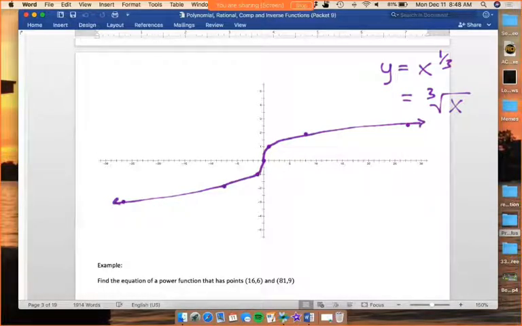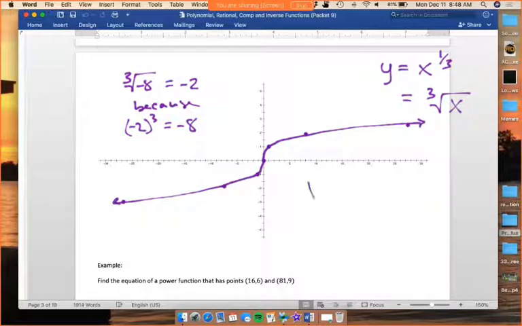Now, just in case you're rusty on why we can do cube roots of negative numbers and not square roots of negative numbers, the cube root of negative 8 equals negative 2 because negative 2 to the third equals negative 8. You can't do that with squares. You can't square a number and get a negative number. It always comes out positive, so you can't take the square root of a negative number.